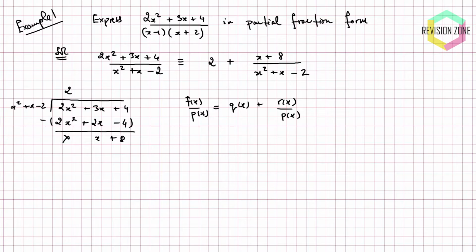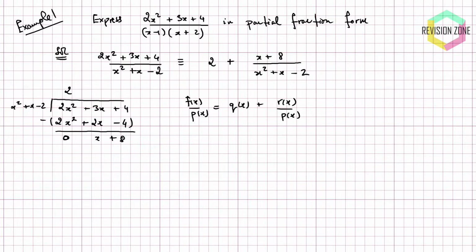So now all we have to do is express this fraction on the right-hand side into partial fraction form. And once we've done that, we would have managed to express the entire thing on the left-hand side in partial fraction form. So we can just do that as a separate calculation in itself.